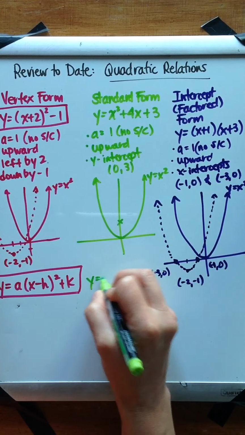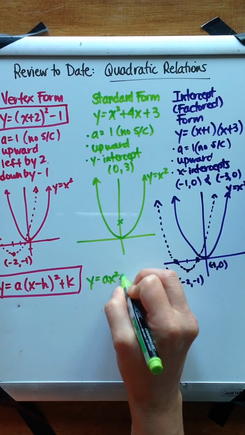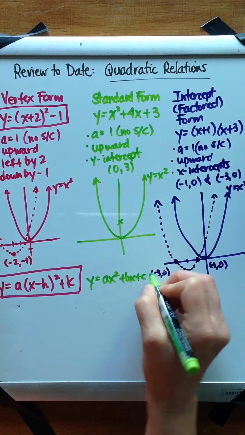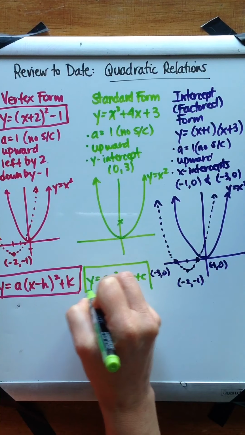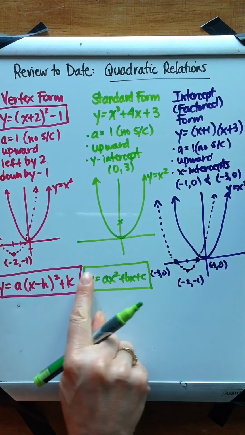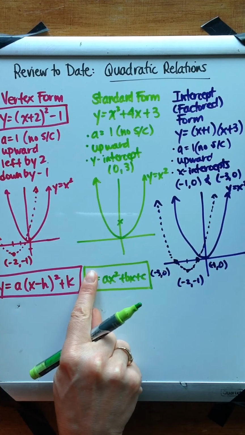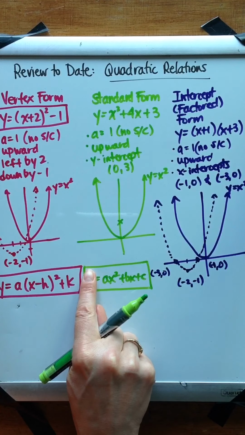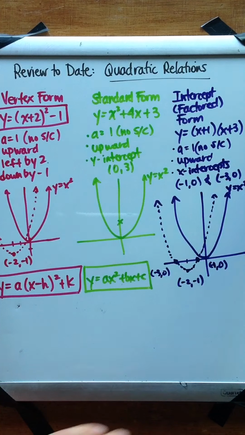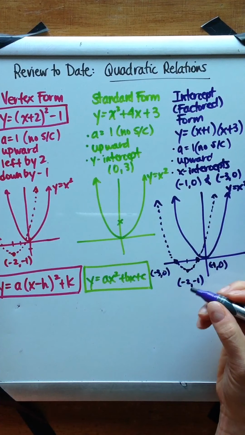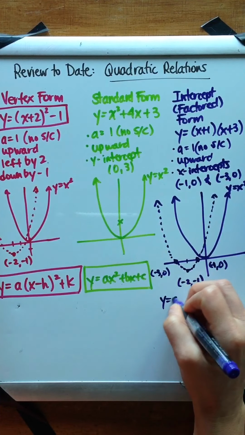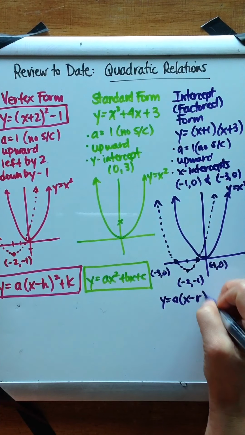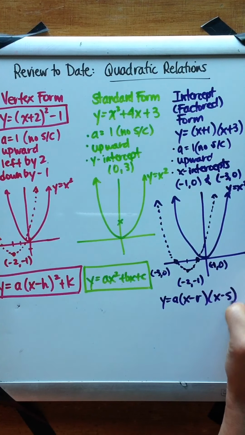Let me show you what I mean. It's ax squared plus bx plus c. Now, you might not be used to seeing the y in front of it, but if I take it away, that's the basis for our factoring unit in Chapter 5. So we're going to bring back some Chapter 5 principles in here too. And then, for intercept or factored form, we have y equals a times (x minus r) times (x minus s).